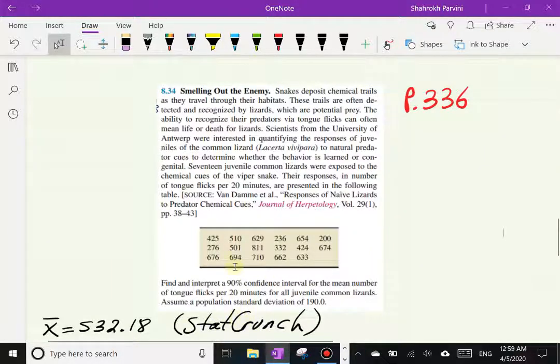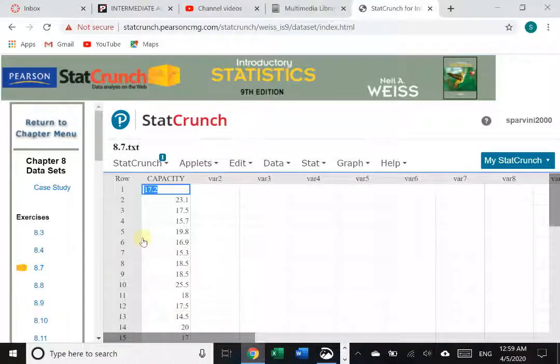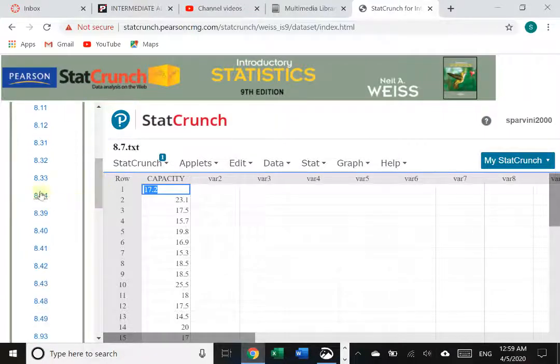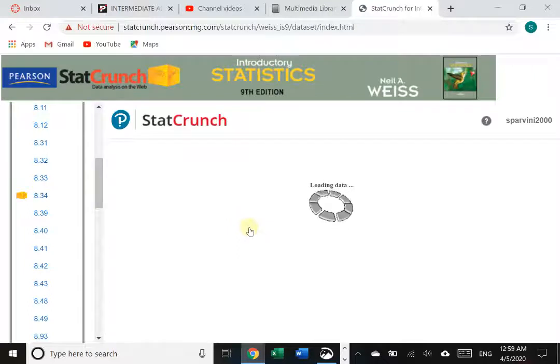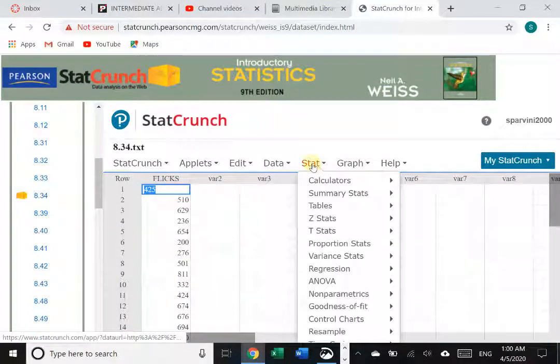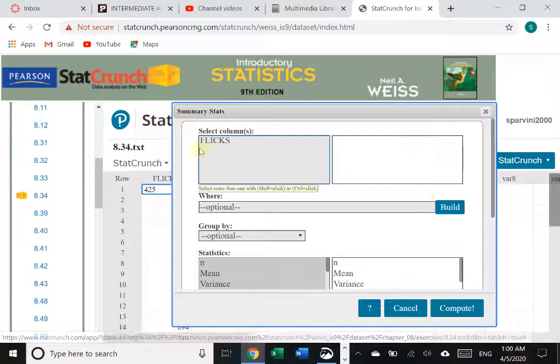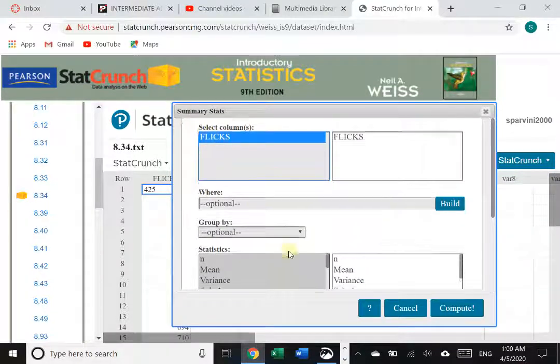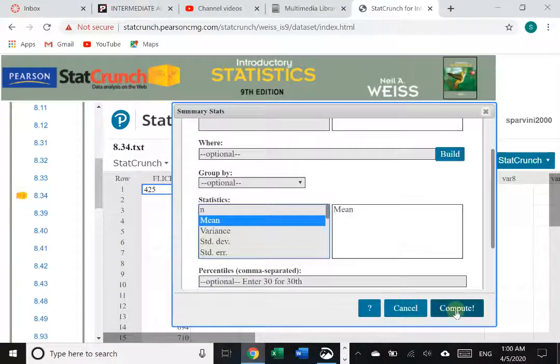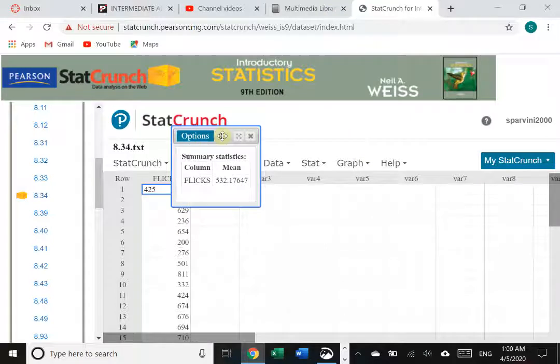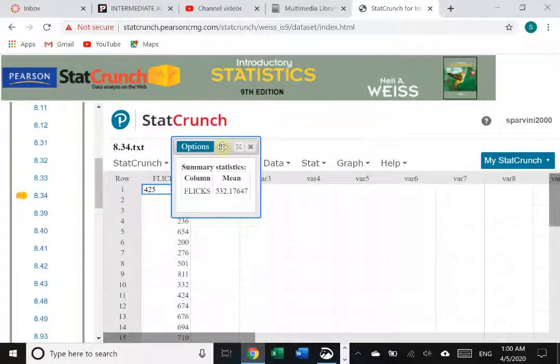Now let me show you how you do this in StatCrunch. This is exercise 34. I want to show you how I got the average. So let me scroll down to number 34. And here is the raw data. These are the tongue flicks. To get the average, I went to Stat, Summary Stats, for column, and left clicked once on flicks. And again, here I can just click on the mean. Compute, and that's all I really wanted. That's all I care for in the formula. 532.17647... So that's where I got my number. So let me go back to the notes. And there you have it.